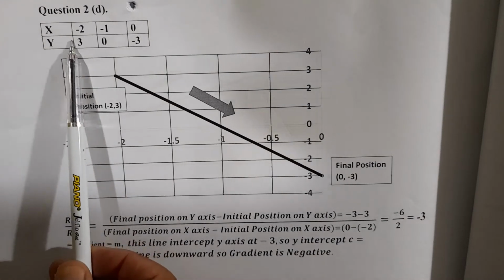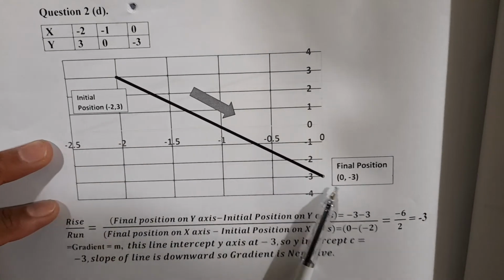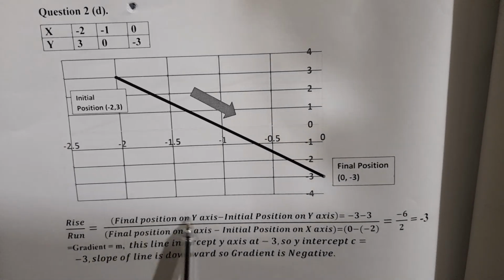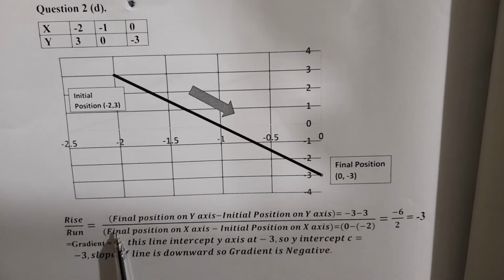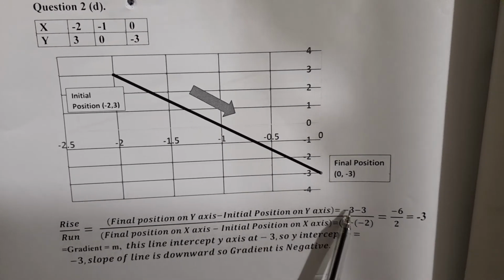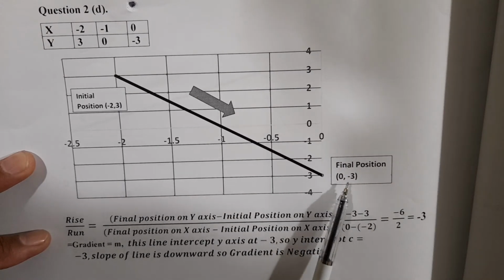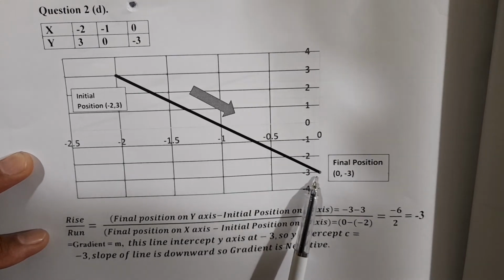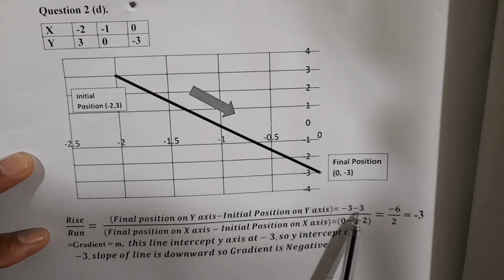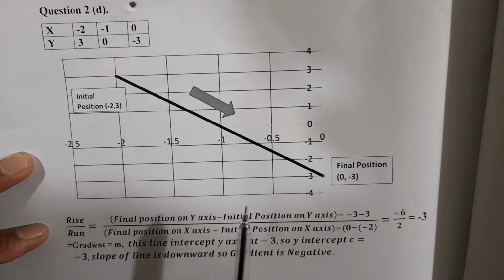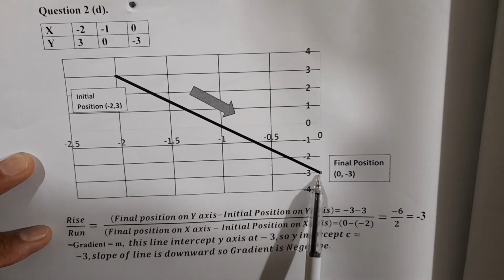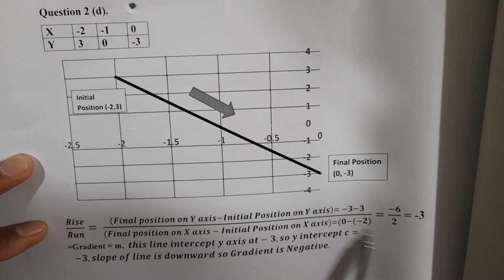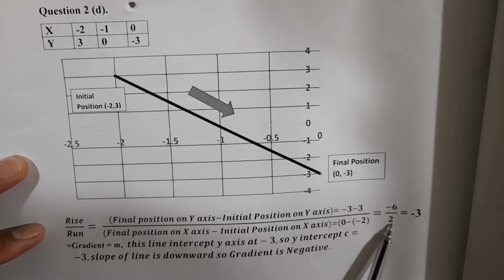Question number 2d. Initial position minus 2 and 3 and final position 0 and minus 3. Now we know that rise divided by run is gradient. Final position on the y-axis minus initial position on the y-axis, divided by final position on the x-axis minus initial position on the x-axis. So minus 3 minus 3, because final position on the y-axis is minus 3 and initial position on the y-axis was 3, so that is minus 6. Final position on the x-axis is 0 and initial position on x is minus 2, so 0 minus minus 2 is plus 2. So minus 6 divided by 2 is minus 3.